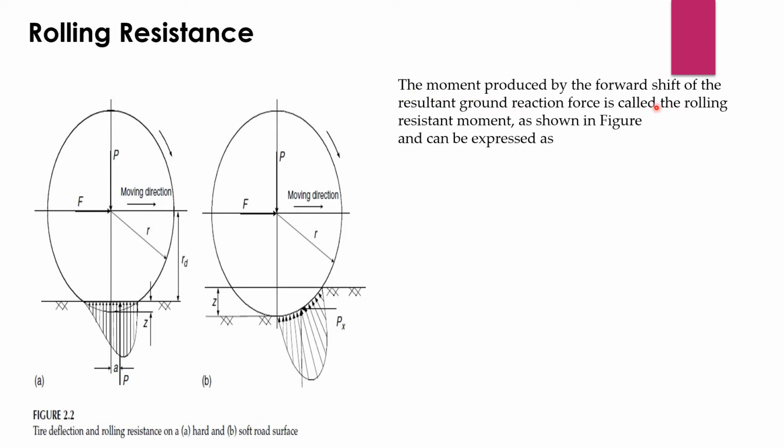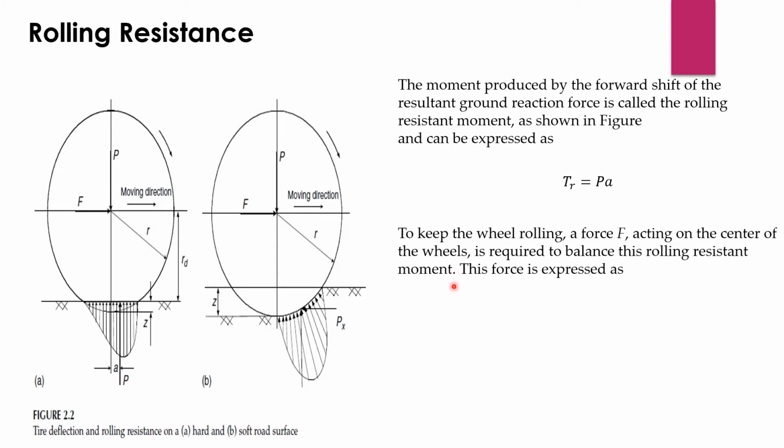The moment produced by the forward shift of the resultant ground reaction force is called the rolling resistance moment as shown in the figure, and it can be expressed as Tr equals P times a. To keep the wheel rolling, a force F acting on the center of the wheel is required to balance this rolling resistance moment. This force is expressed as F equals Tr over Rd, where Rd is the dynamic radius of the wheel.